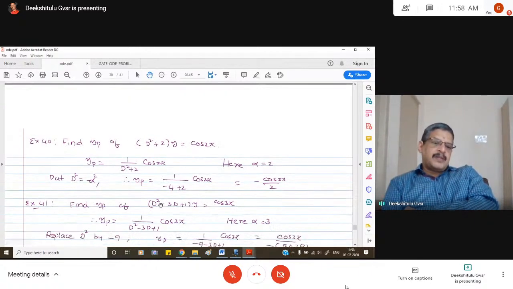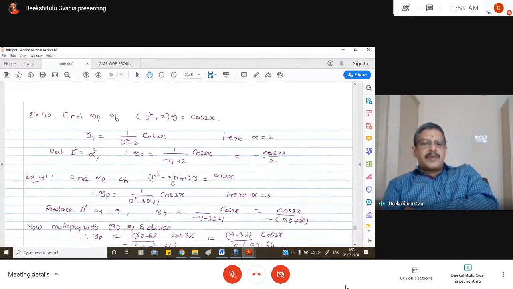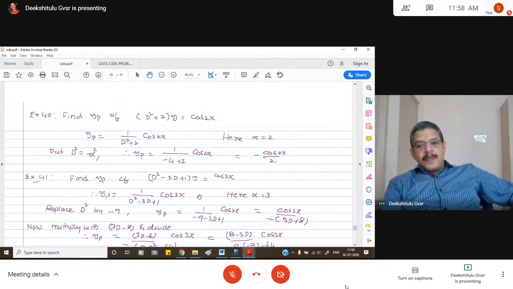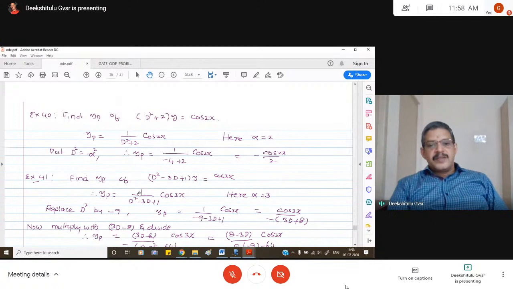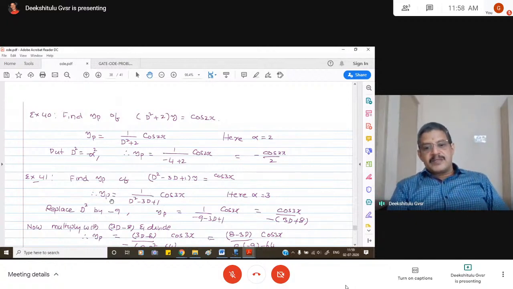Similarly, another problem: find yp of (D square minus 3D plus 1) y is equal to cos 3x. So yp is 1 by D square minus 3D plus 1 cos 3x. Here alpha is 3. Now we'll treat this as a function of D square, and then replace D square by minus alpha square. Let us do it first and see what happens. D square becomes minus alpha square, which is minus 9. So 1 by minus 9 minus 3D plus 1 cos 3x.